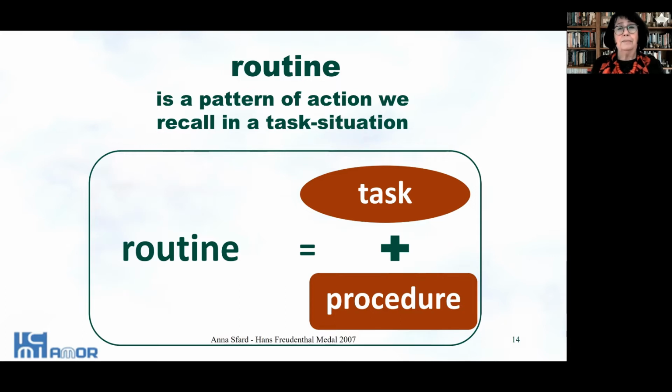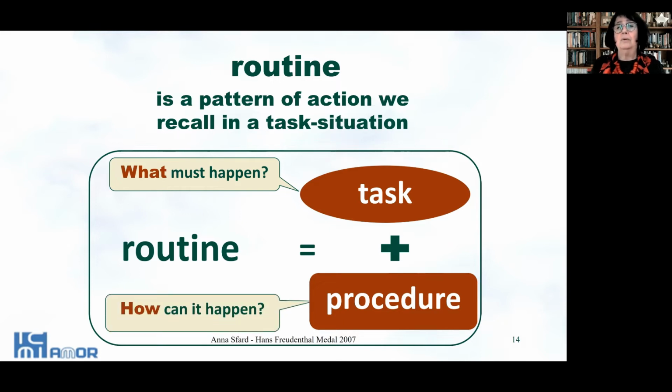In simpler words, the task is something that must happen as the result of the routine performance, whereas the procedure answers the question of how it will happen. In searching for answers, we draw on what we deem as precedents of the current task situation. Of course, since the present task situation, although similar to the precedent one, is still different, our performance and its results will differ from the previous ones in some respects.